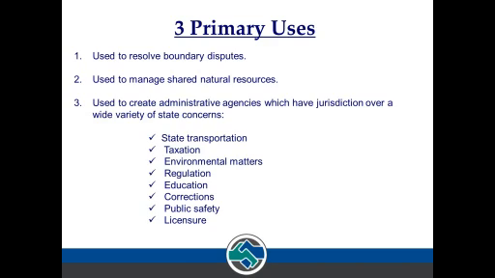Finally, and more to the point that we're making today, among all the others, is that compacts are being increasingly used to create interstate administrative agencies which regulate a wide variety of state activities. And again, the criteria for possibly using a compact to solve such a problem is, does the matter involve traditionally state exercised authority, but does it also involve a transaction or series of transactions that occur across a state line and transcend the borders of any one state? Let's move to the next slide.